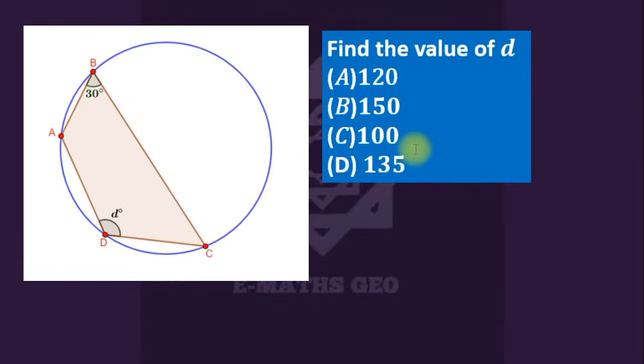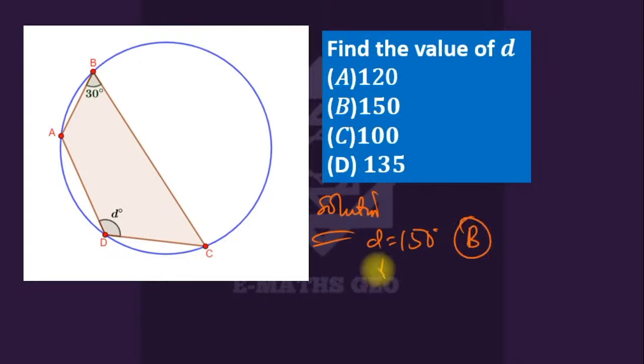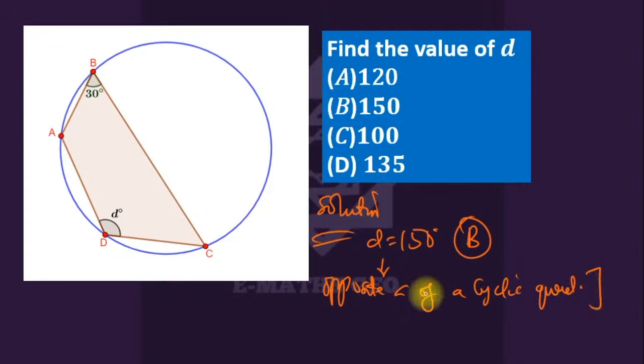So look at this question. We are asked to find angle D. Without wasting time, you can see that angle D will be 150. Yes, because 30 plus 150 is 180. So it's very simple. By opposite angles of a cyclic quadrilateral. So always remember to tell the reason. Use geometry. You need to tell how you got the answer.